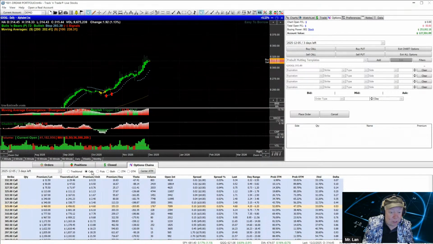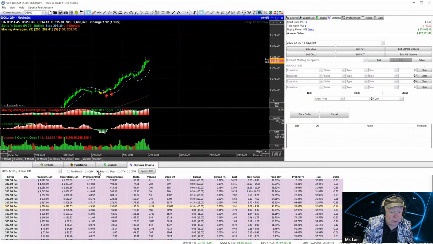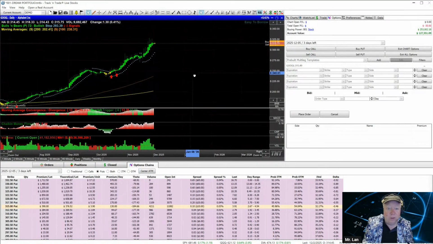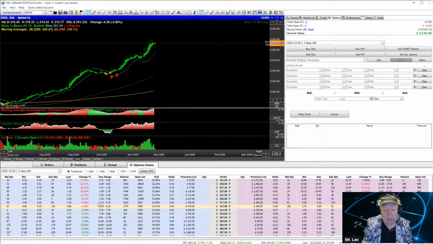So we were looking at call options. Call options in Track and Trade are blue. Put options, they're pink. So that gives you a distinction. You know that you're not looking at the wrong ones. There's also one called the traditional view, which puts them both side by side. This is very common in most trading platforms, but it's a little bit confusing.